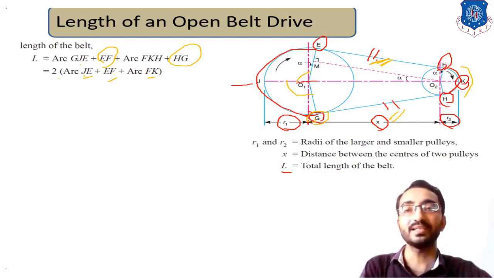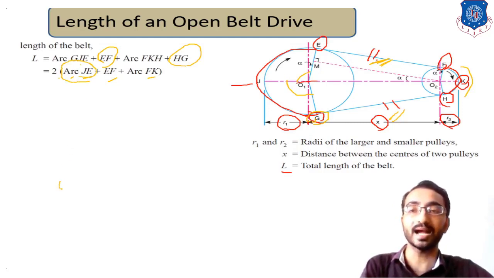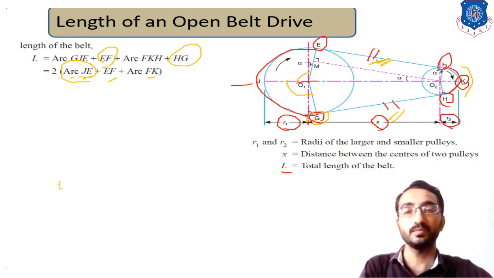Now we will calculate these 3 terms one by one. Let's first calculate arc JE. We have the simple equation that angle is equal to arc upon radius. If you consider theta equal to arc upon radius, then arc is equal to theta into radius.